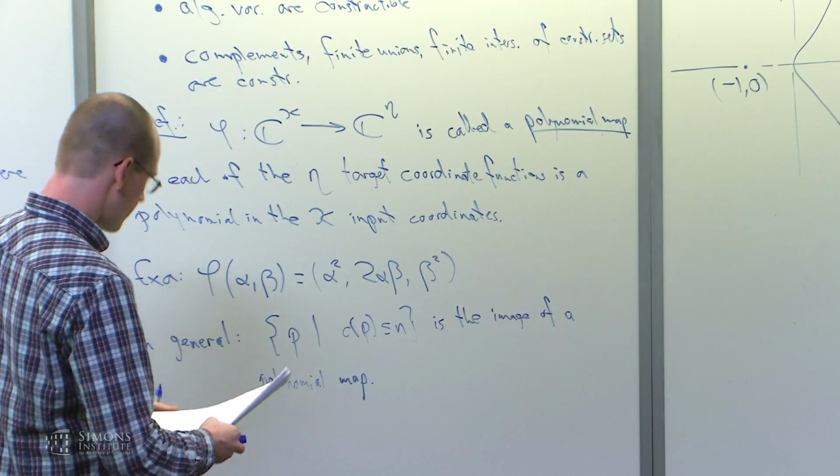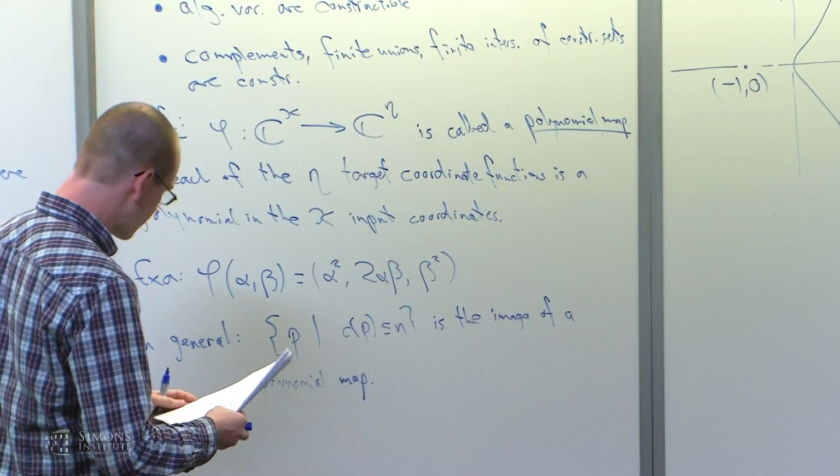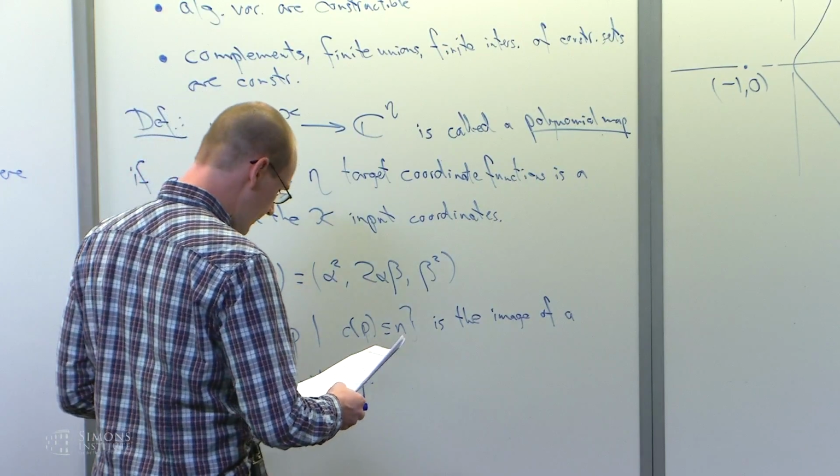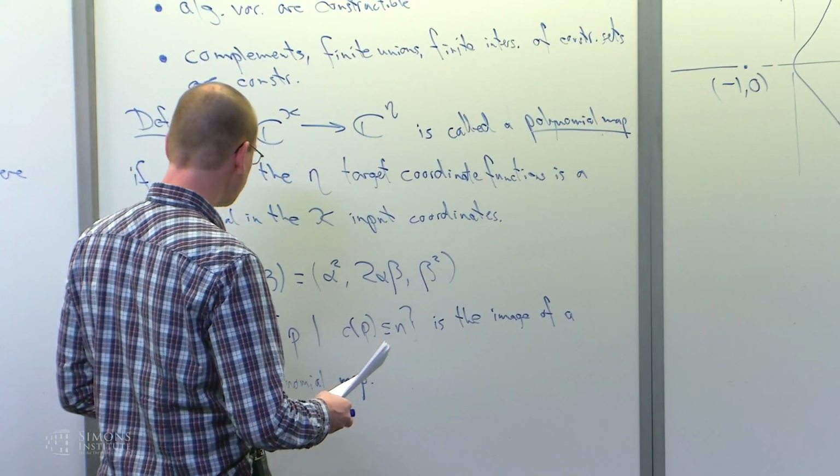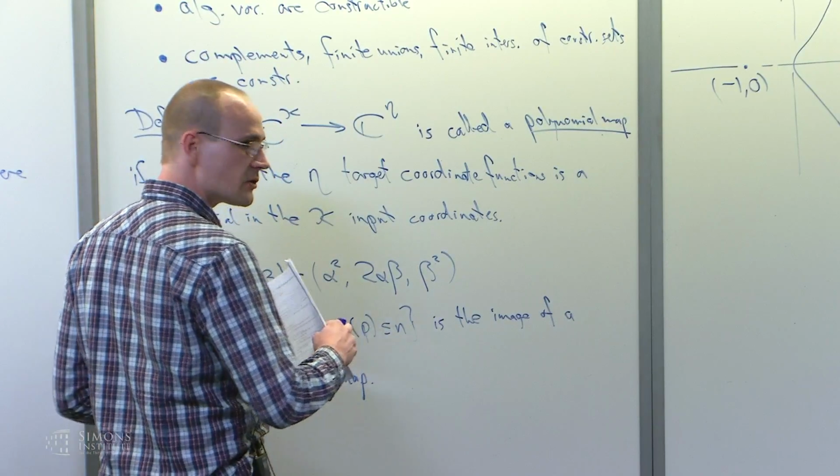And now the theorem is that we invoke Chevalley's theorem. It says that if you have a polynomial map, then the image of constructible sets is constructible.